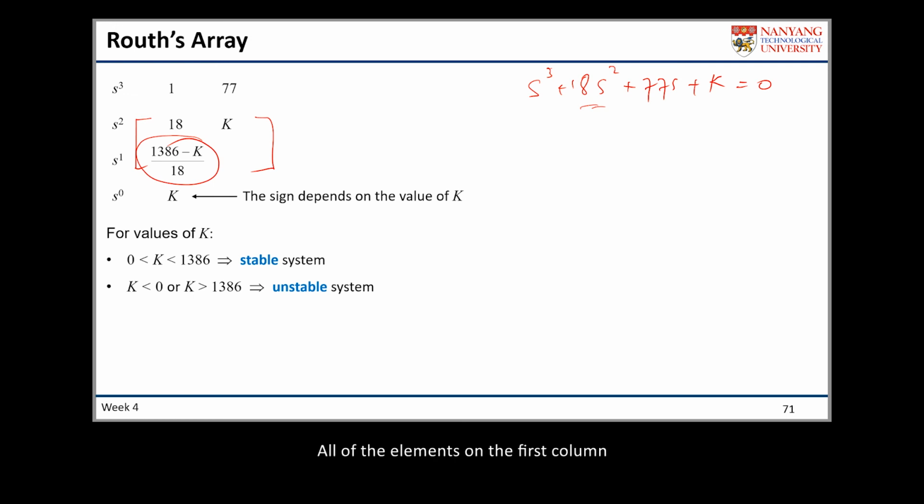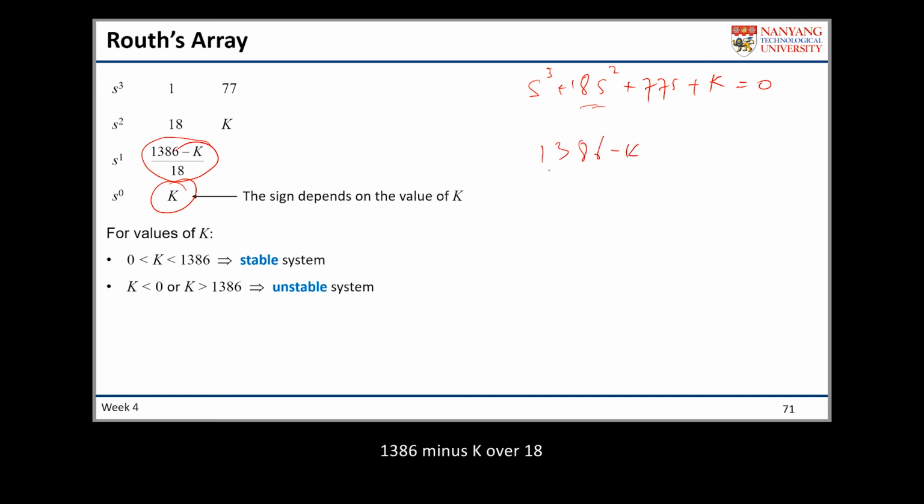So if you want to make sure that your system is stable, what does it mean? All of the elements on the first column have to have the same sign. The first element is 1, positive. The second element is 18, it's also positive. That means if you want to have a stable system, this number has to be positive and this number has to be positive as well, right? So we have these two requirements in order to ensure the stability of the system.